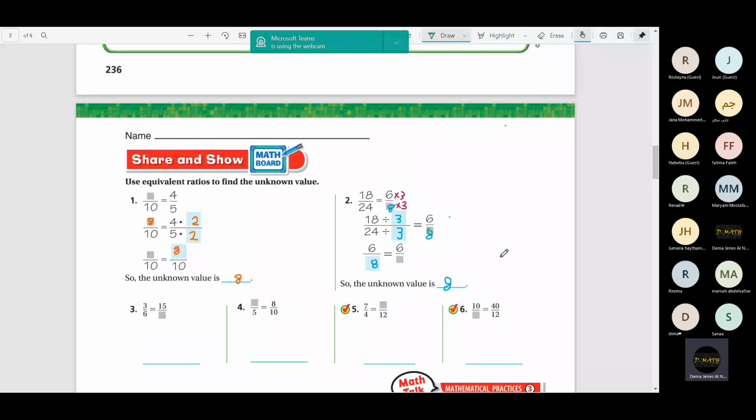Now, Jumana, where's Jumana? I'm here. Yes, Jumana. Number 3. Look at me now. How to make 3 into 15? You multiply it or you divide by what? Multiplied by 5. Bravo. So Jumana said, if I multiply 3 by 5, I get 15. And if I multiply down, 6 by 5 equals 30. So the unknown value is 30.